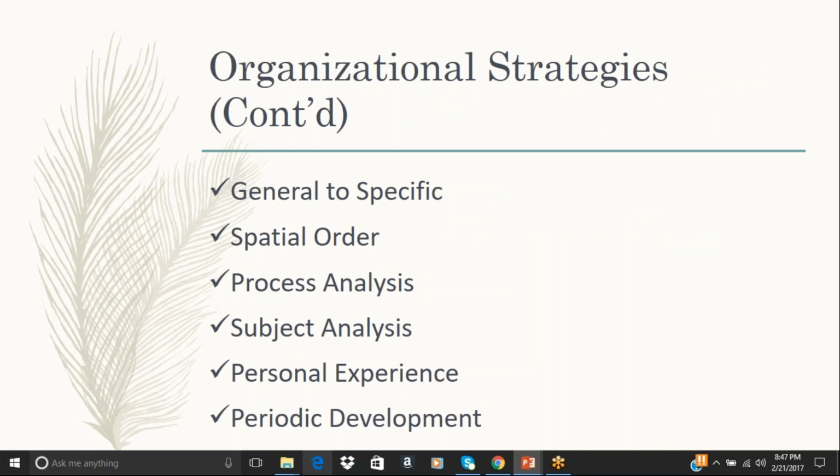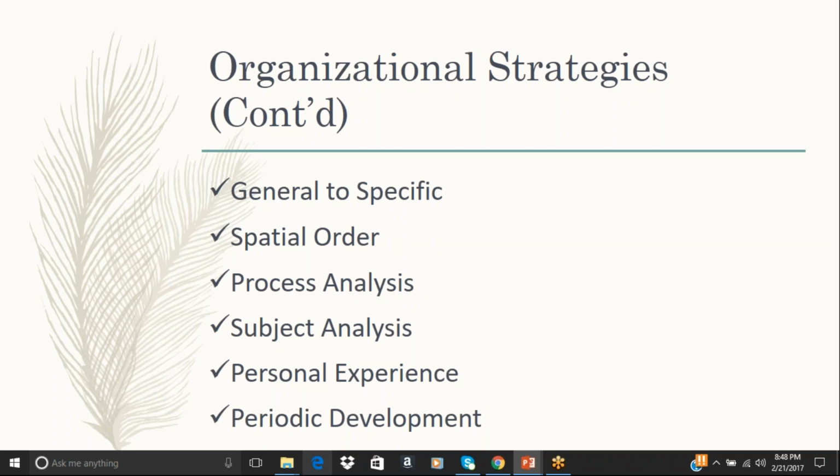All right, next. Continued, there's general to specific, spatial order, process analysis, subject analysis, personal experience, and periodic development. Now that one called spatial order, please remember, gentlemen, spatial order is linked particularly to descriptive and narrative writing, specifically descriptive, but it's used in narrative writing as well.